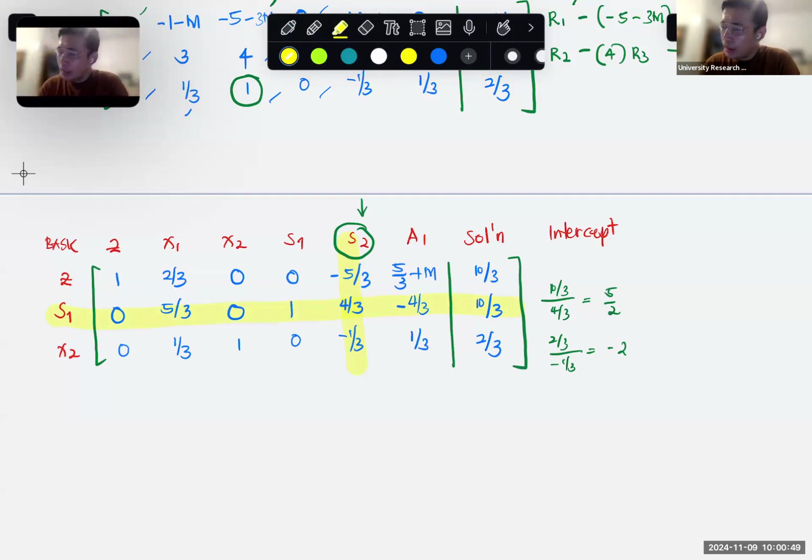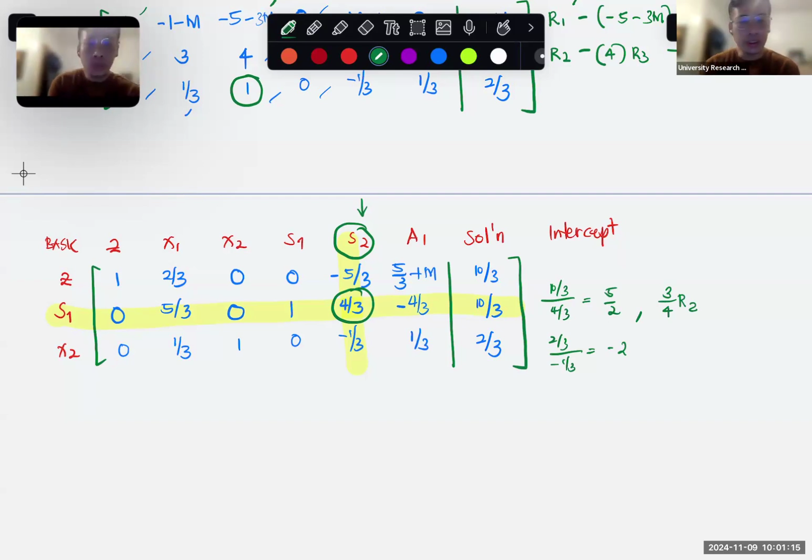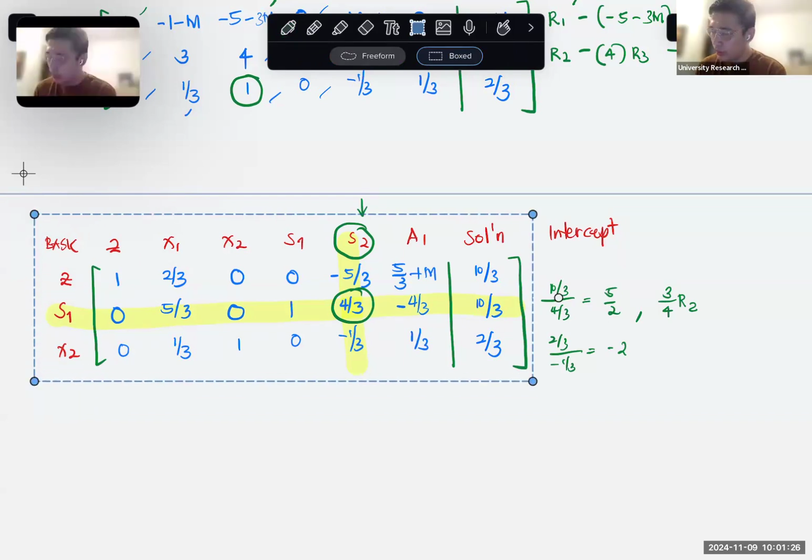Kaya lang, ang gusto natin ngayon, kasi ito na ngayon yung pivot element natin, no? Which is 4 over 3. So we want to make that equal to 1. Okay, so the pivot element should always be equal to 1. So to do that, ang gagawin natin, we multiply the second row by 3/4 so as to force our pivot element to become 1. So we copy the matrix.